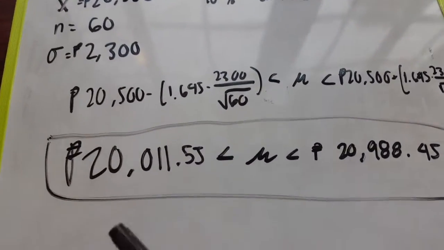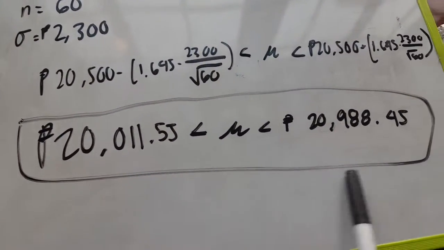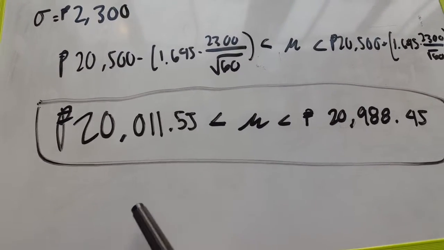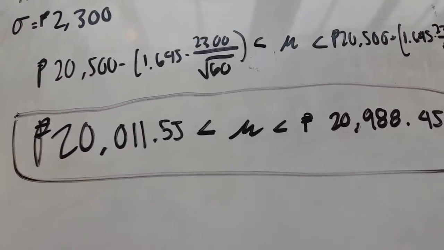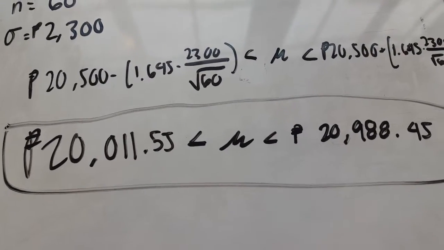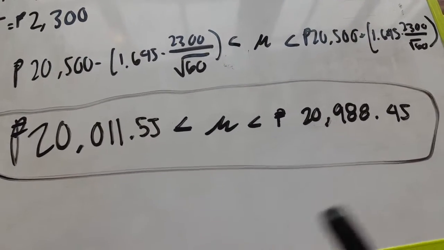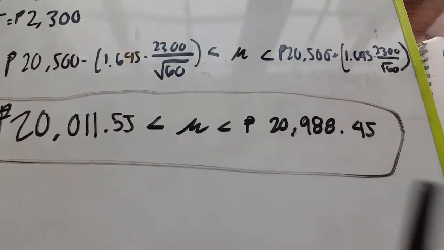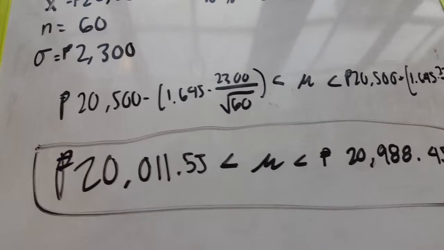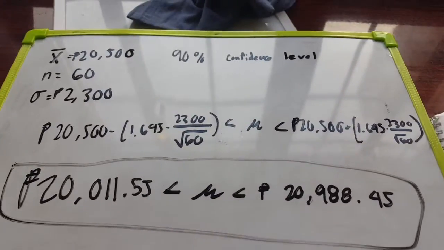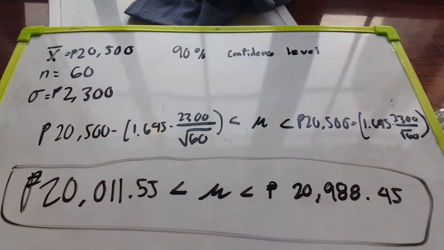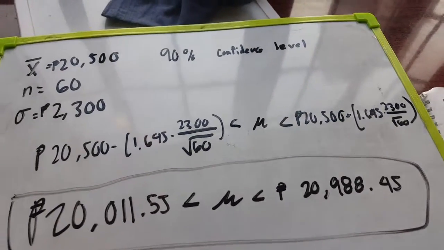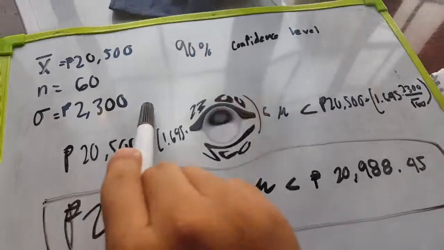So here we have the interval estimate, which is 20,011.55 pesos, less than the population mean, less than 20,988.45 pesos. So that's how we get the interval estimate in 90% confidence level with the standard deviation given.